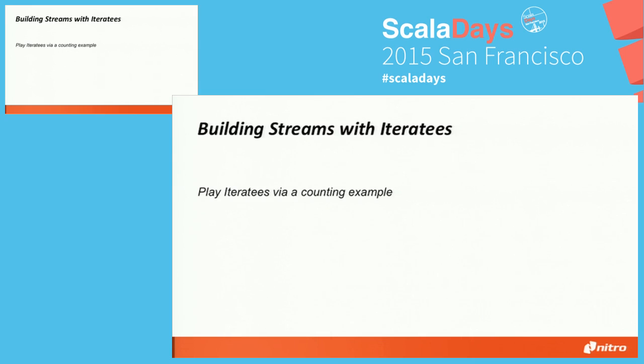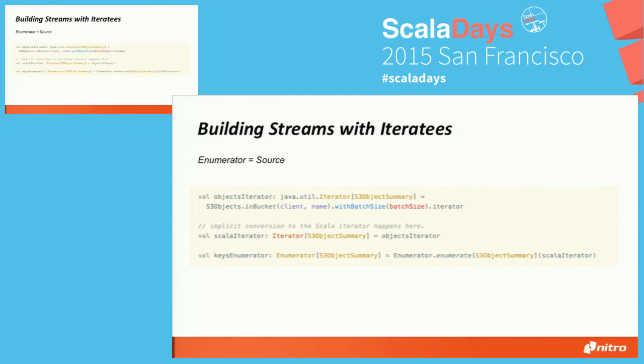And I'm just going to show Iteratees at work via a counting example of just counting all the objects in a bucket, pretty basic. So we're going to start with forming our asynchronous enumerator source. And you guys cannot read that at all, probably. Let me see if I can do anything. No. Okay, well, my apologies, but I'll just try to walk you through it regardless.